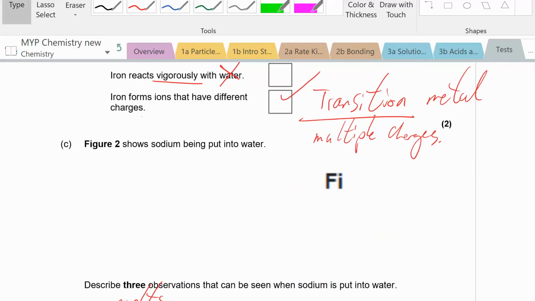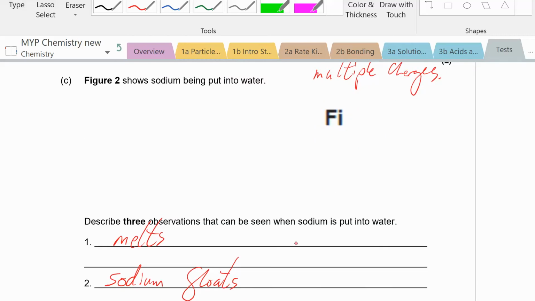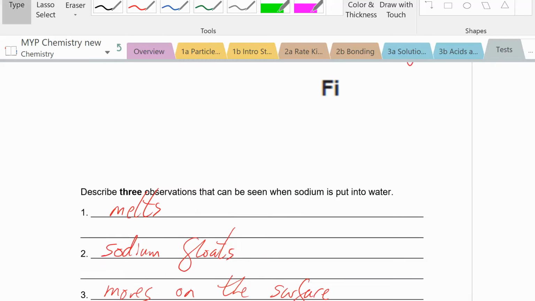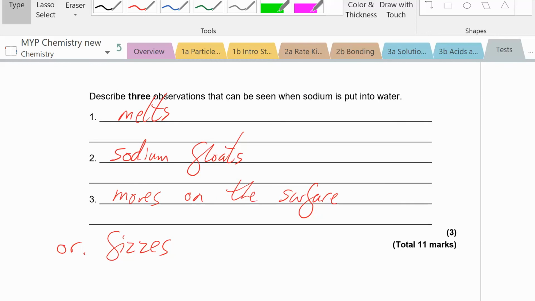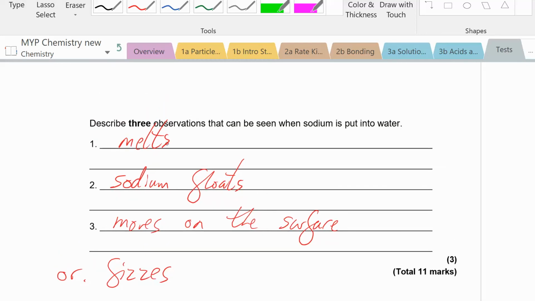Next question. The diagram shows sodium being put into water. The diagram came out on your test, just not in here for some reason. Describe 3 observations that can be seen when sodium is put into water. The first one, it melts. So this one is specifically for sodium. So sodium and potassium would melt. Lithium doesn't melt. And you can tell that it melted because it formed a ball.